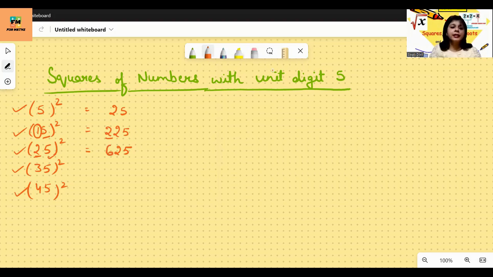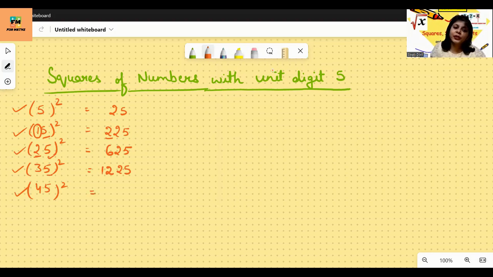All right. In the same way, let's see the next one. Here in the unit digit, we have 5. So 5 square is 25. And if we see the digit at the tens place, which is 3, the successor of 3 is 4. Yes. So 3 into 4 is equal to 12. All right. So 35 squared is 1225.